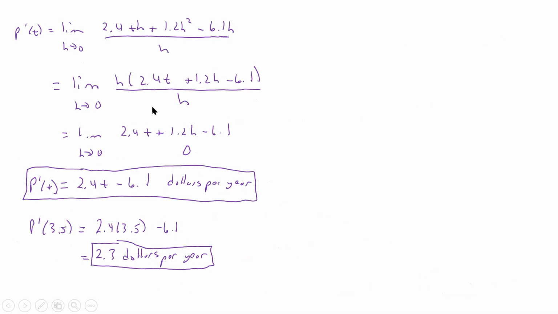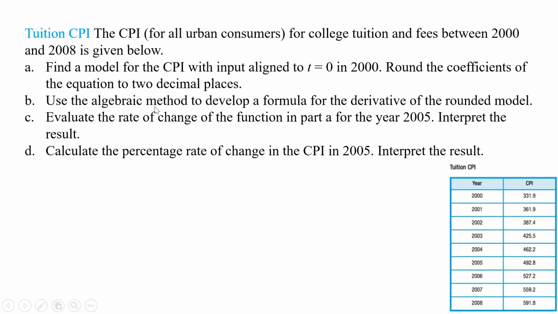All right, so let's go ahead and do the next one here. And so it says tuition CPI, the CPI for all urban consumers for college tuition and fees between 2000 and 2008 is given by this table below.